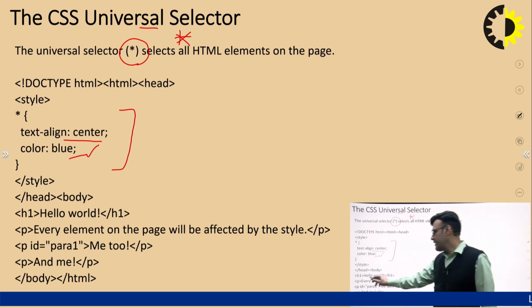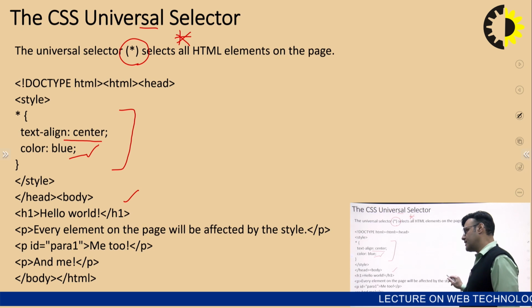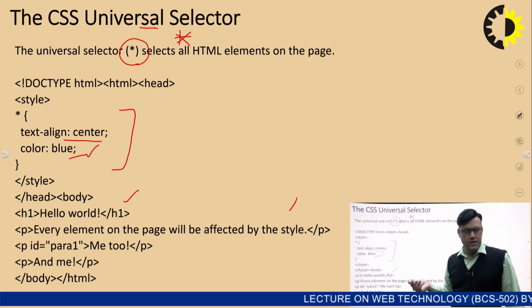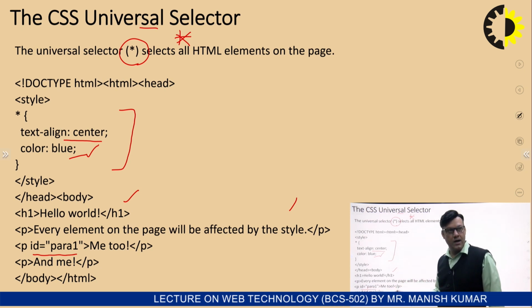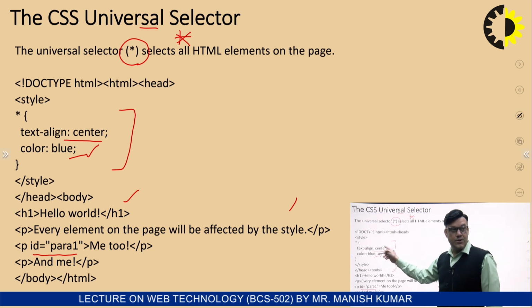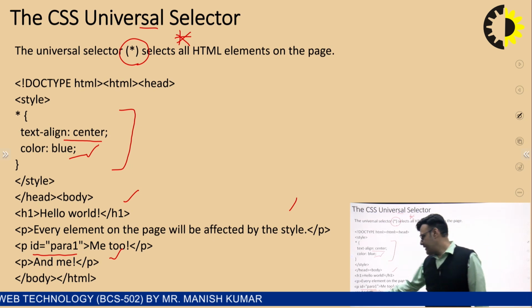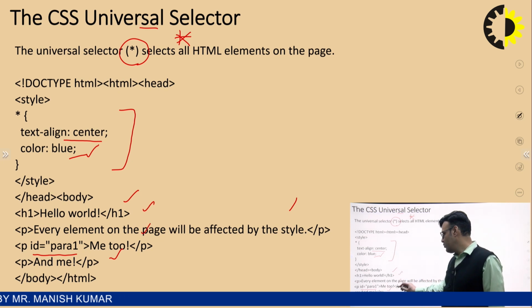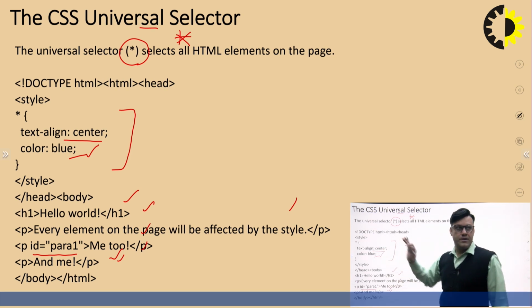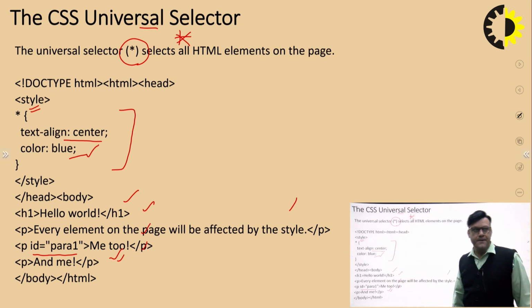So I have written here H1 hello world, P paragraph. Every element on the page will be affected by this style that I have already showed you. P ID para 1, I haven't used any ID here, but it is a universal selector. So these two properties will also be shown on this text also, me too. Again I have used a paragraph tag at last and me here also. So all these 4 lines will be adjusted according to these two properties. So this is the use of this. This is called universal selector, right?